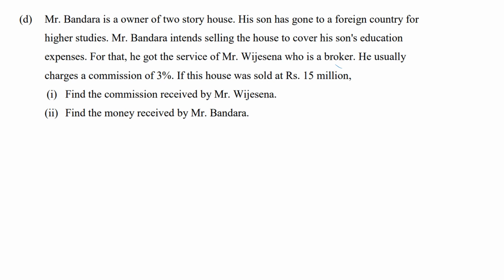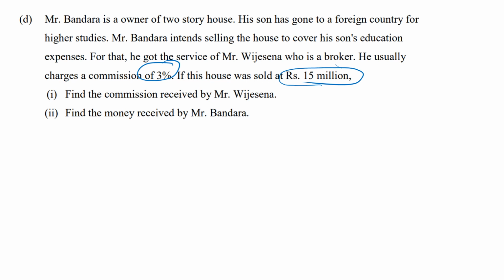Mr. Bandara is an owner of a 2-story house. His son has gone to a foreign country for higher studies. Mr. Bandara intends to sell his house to cover his son's education expenses. For that, he got the service of Mr. Vijay, who is a broker. He usually charges a commission of 3%. If the house was sold at 15 million, find the commission received by Mr. Vijay. So you have to understand that this was sold at 15 million rupees, and the commission is 3%.